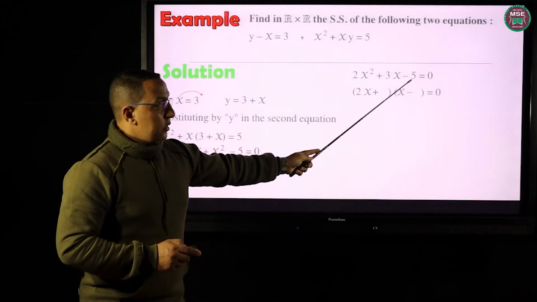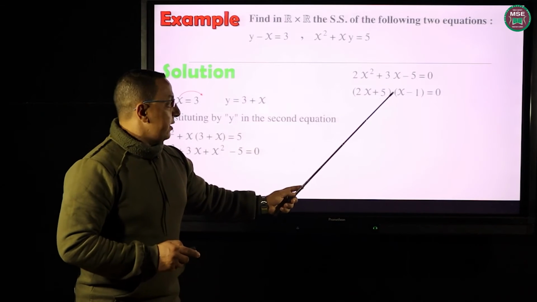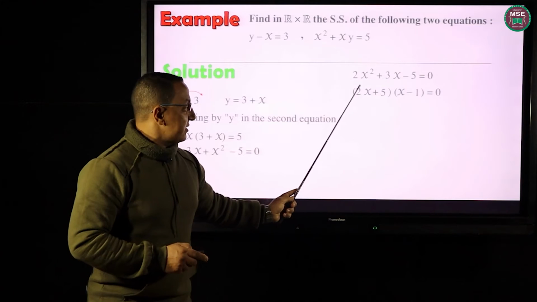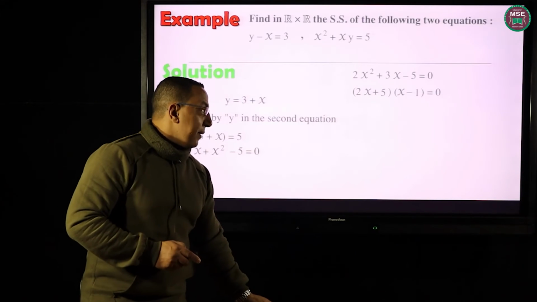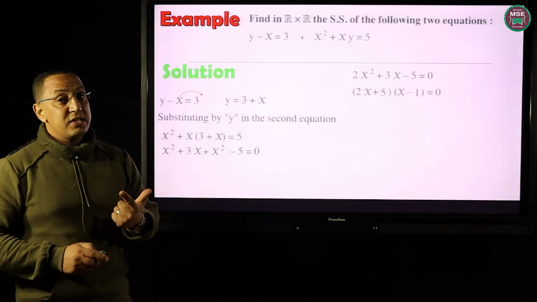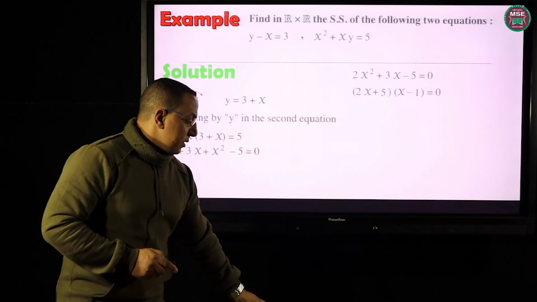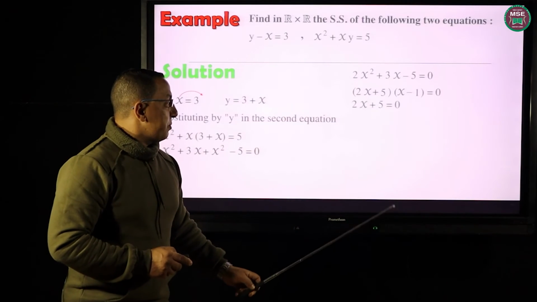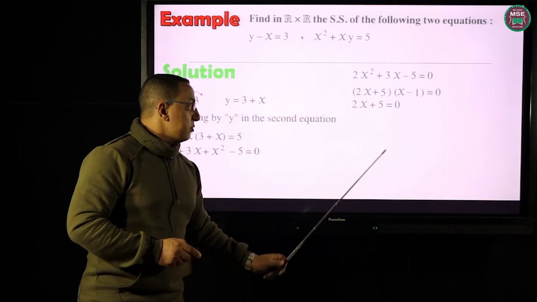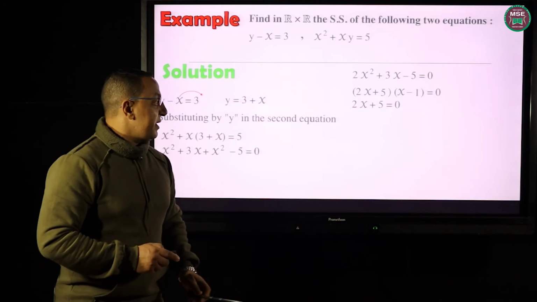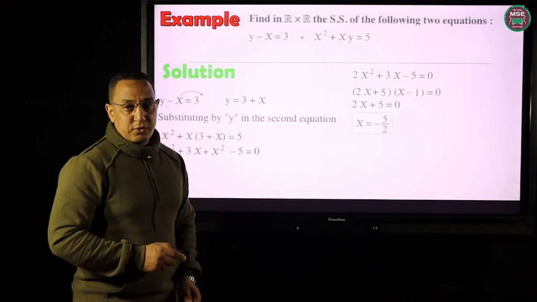5 equals 5 times 1, so I'm going to write 5 here and 1 there, to make the means equal 5x and the extremes equal negative 2x, the sum of them equals 3. Or by using the mode equation 3 in the calculator. Now I'm going to make the two brackets equal 0. The first bracket, 2x plus 5 equals 0. So I'm going to send 5 to the right side. It will be negative 5, and divided by 2, it will be negative 5 over 2.